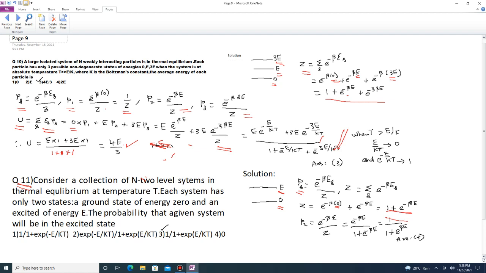So P2 is equal to e power minus beta E divided by Z, and Z we have already found, 1 plus e power minus beta E. Therefore P2 is e power minus beta E divided by 1 plus e power minus beta E. If we take the e power minus beta E from the numerator to the denominator, that expression is reduced to 1 divided by 1 plus e power beta E. So option 3 is the correct answer.